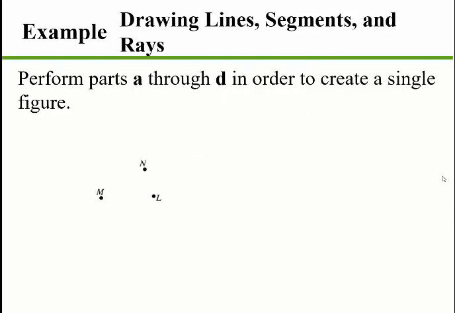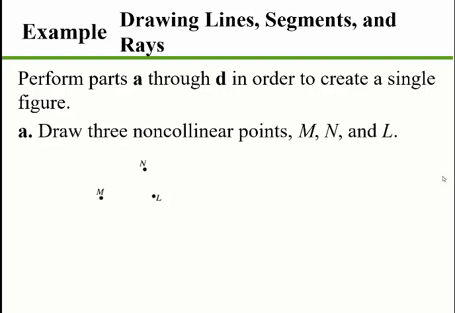All right, so another example. Perform parts A through D in order to create a single figure. So watch this. I have these points. Let's draw 3 non-collinear points. This means the points are not all on a straight line. I'll name these points M, N, and L.